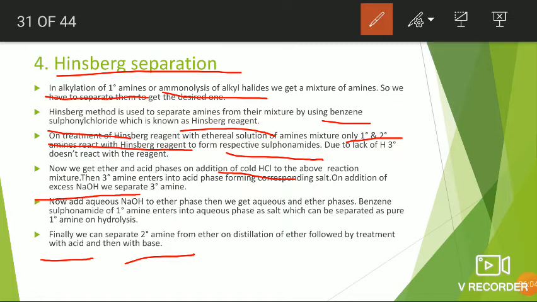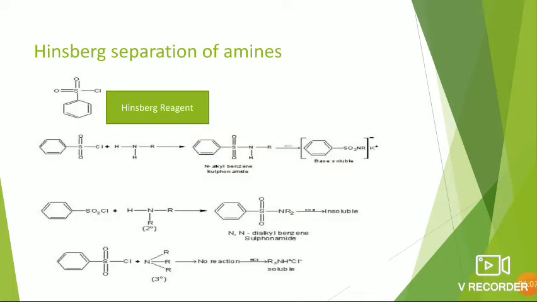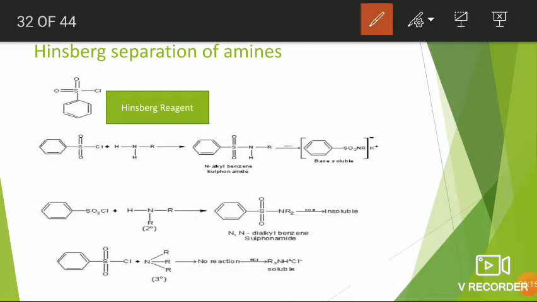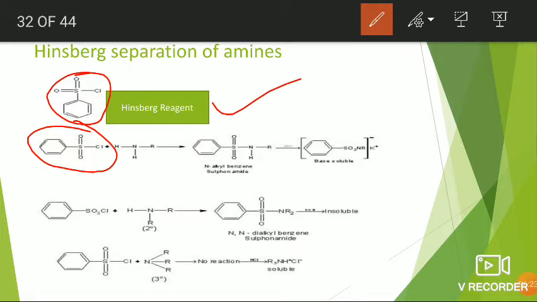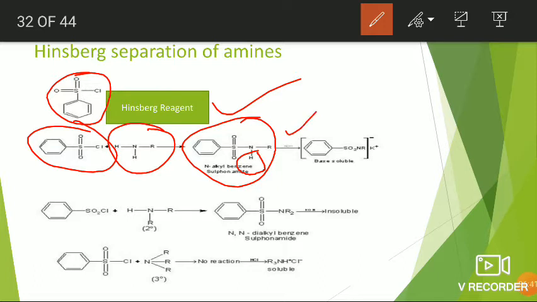Okay, fine. Next, the reactions involved in the separation method as we discussed in the last slide. Here, this is benzene sulfonyl chloride. It is known as Hinsberg reagent. The benzene sulfonyl chloride undergoes reaction with primary amine to form N-alkyl benzene sulfonamide. This N-alkyl benzene sulfonamide, containing one acidic hydrogen, undergoes reaction with base, KOH, potassium hydroxide, to form the corresponding salt.